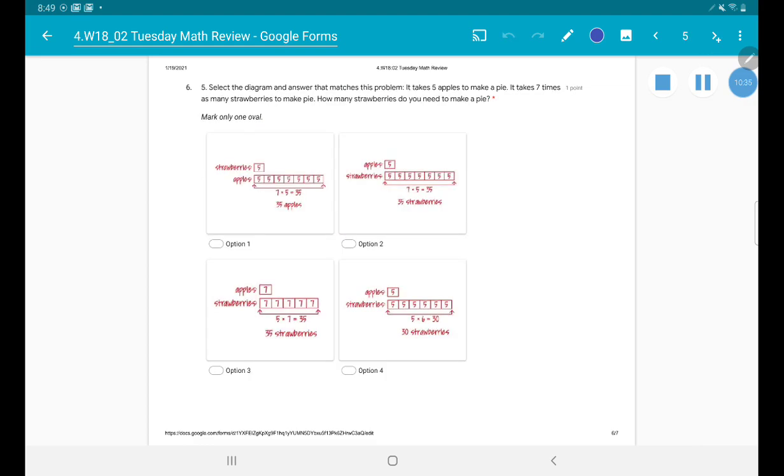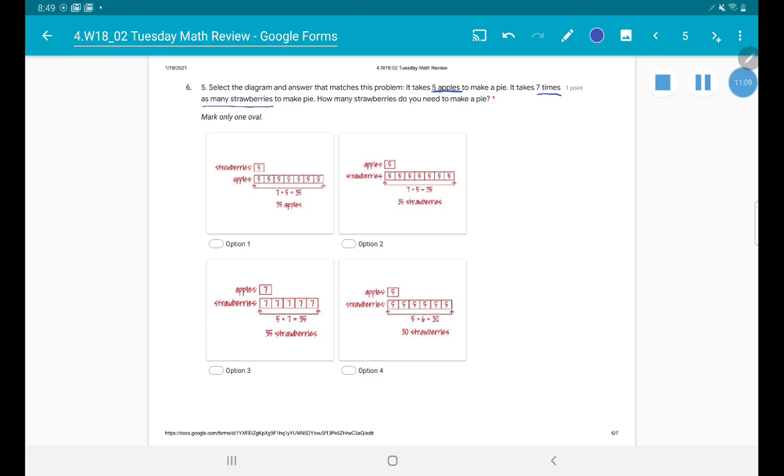Okay. The last question says to select the diagram and answer that matches the problem. It takes 5 apples to make a pie. It takes 7 times as many strawberries to make a pie. How many strawberries do you need to make a pie? So I know I'm going to have 5 apples and then 7 times as many strawberries. So I need to select the model that shows 5 apples and then 7 times as many as that.